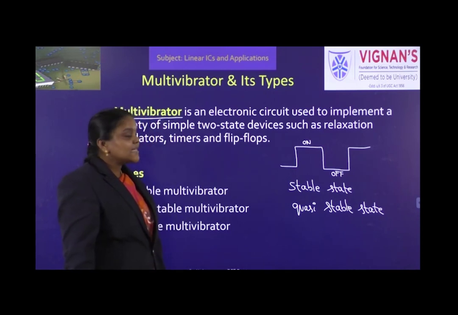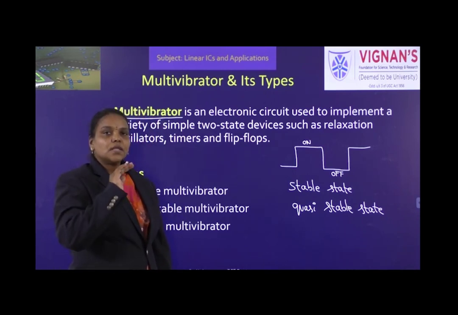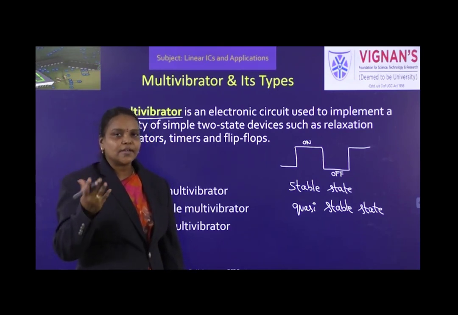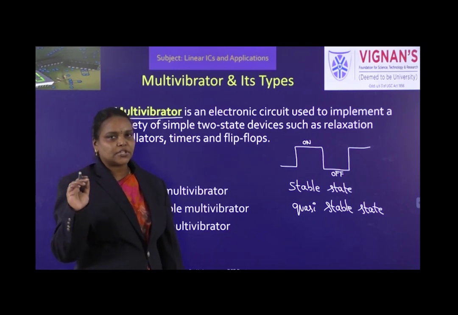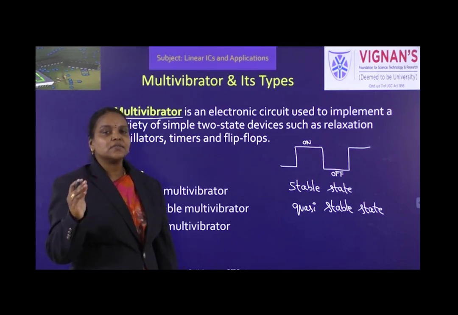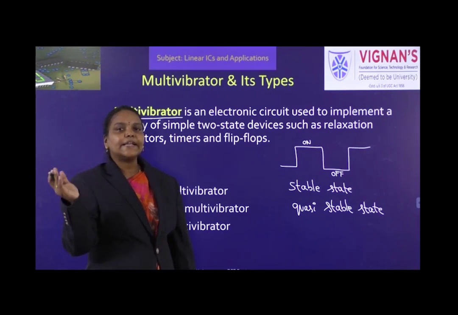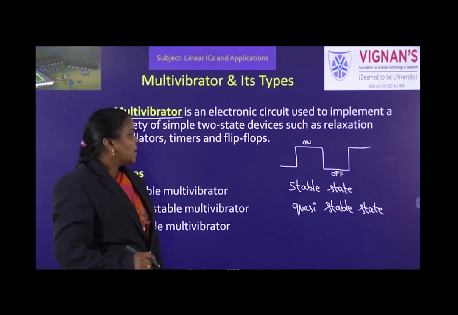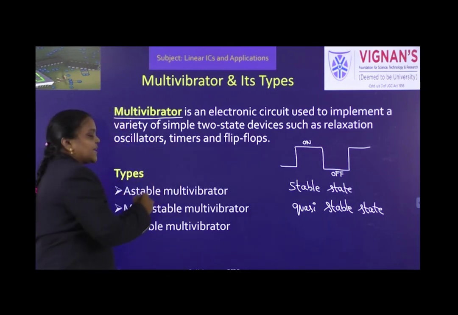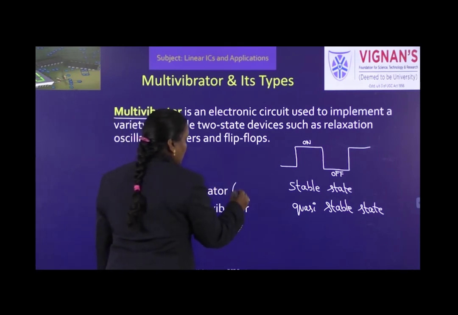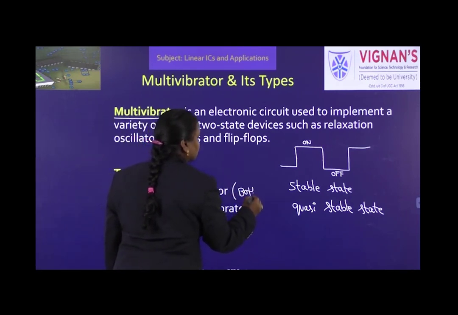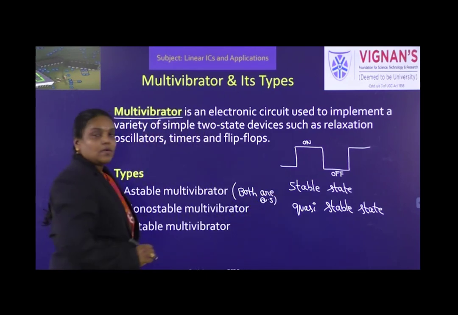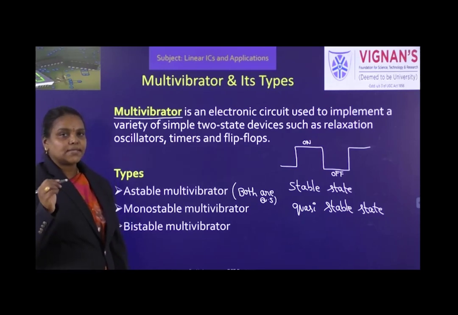So what does stable state mean? The output of the multivibrator will stay in that state until we give an external trigger pulse. That is called a stable state. Whereas quasi-stable state means after some time it automatically changes its state. Then it is called a quasi-stable state. Now coming to the astable multivibrator, both states are quasi-stable. Both the on state and off state are quasi-stable states.